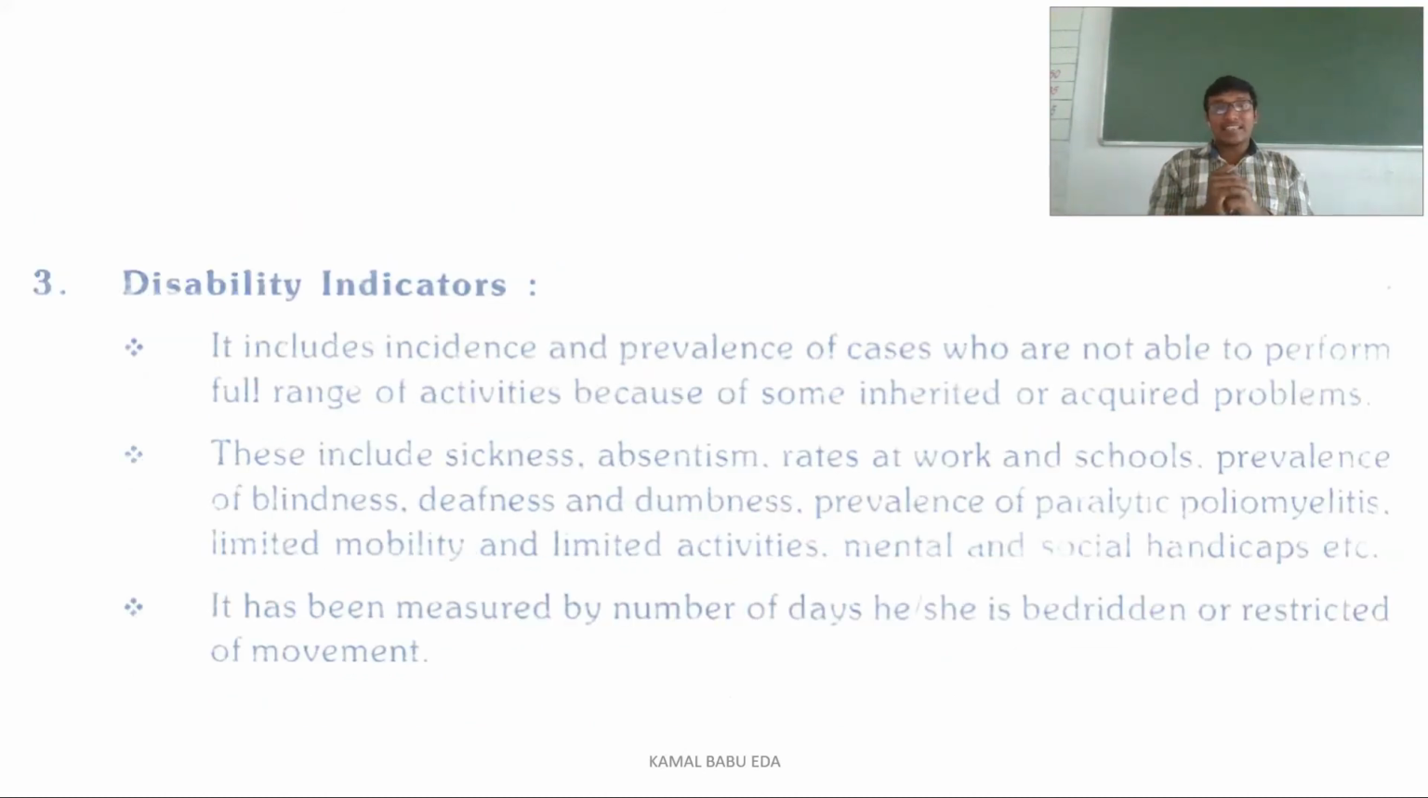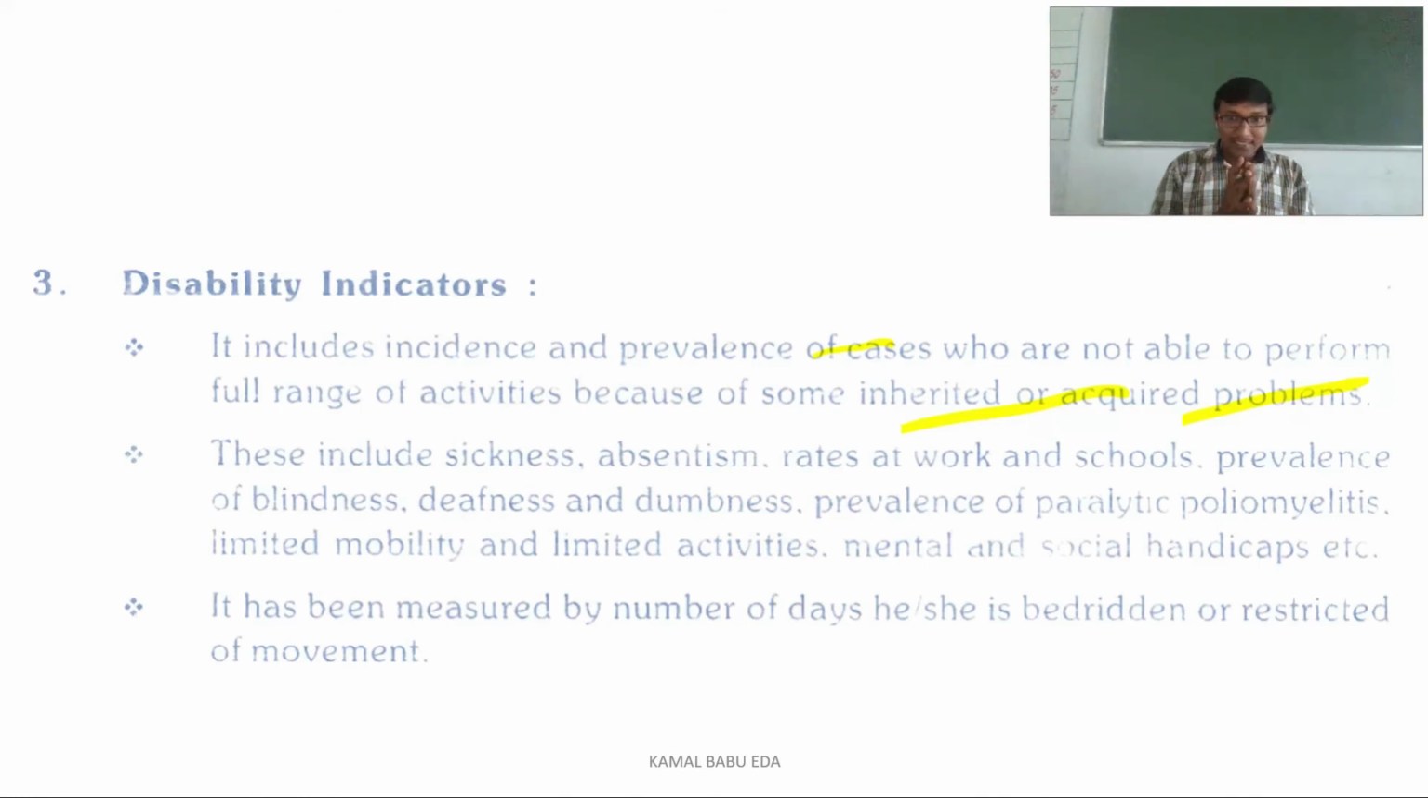Now we'll see what the disability indicator is. The disability indicator includes the incidence and prevalence of cases who are not able to perform their full range of activities. It is mainly because of some inherited or acquired problem. So because of sickness, or because of absenteeism, or because of rates at work and schools, or because of the prevalence of blindness or deafness and dumbness. All these things mean disability: the person is unable to do some kind of work.